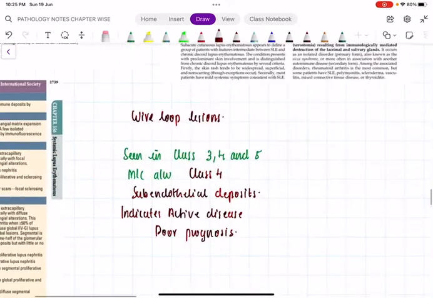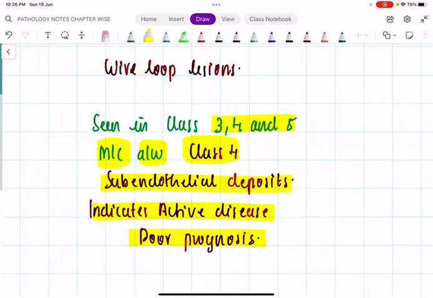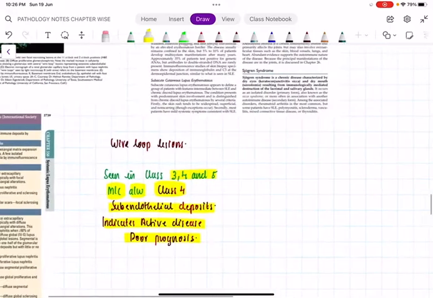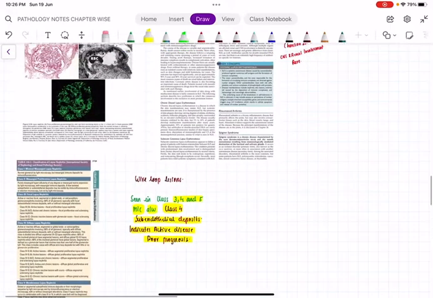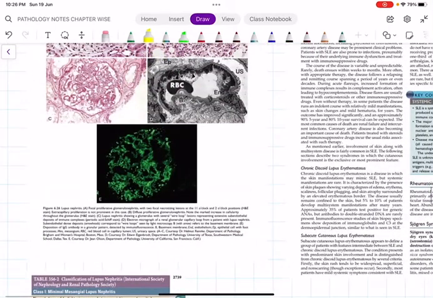See, wire loop lesions. What are these wire loop lesions? In immunofluorescence, you can see some subendothelial deposits. It indicates active disease associated with a very poor prognosis. Remember, it is seen in class 3, 4 and 5, but it is most commonly associated with class 4. So this is called wire loop lesions. I will show the picture, don't worry.